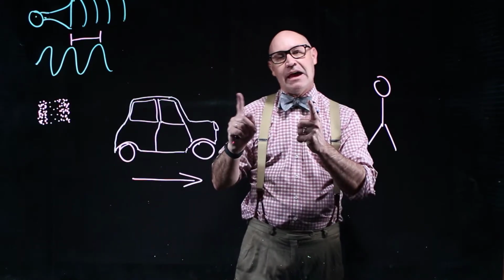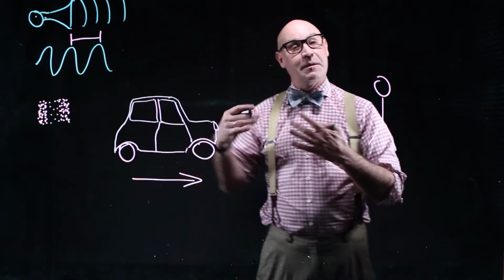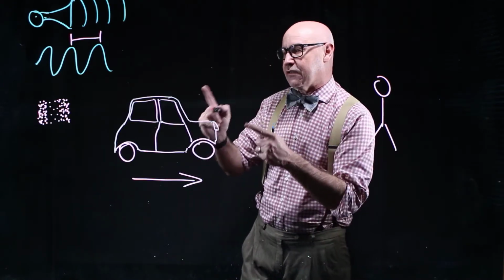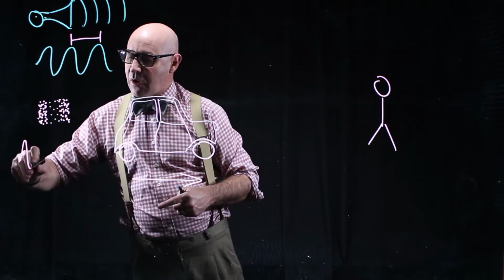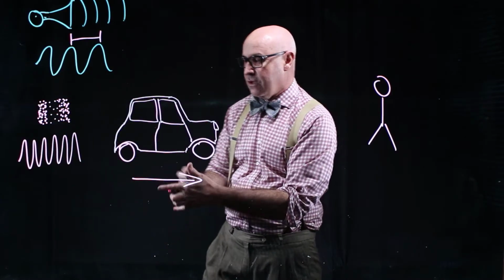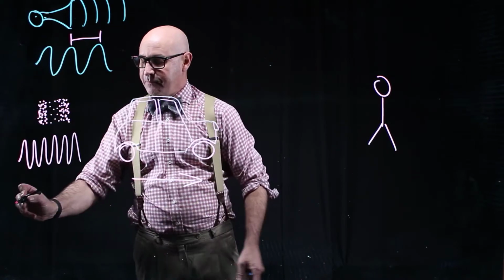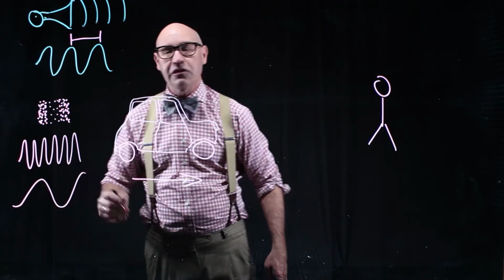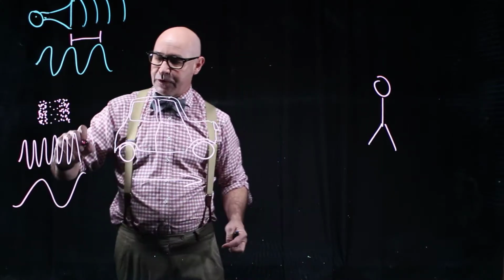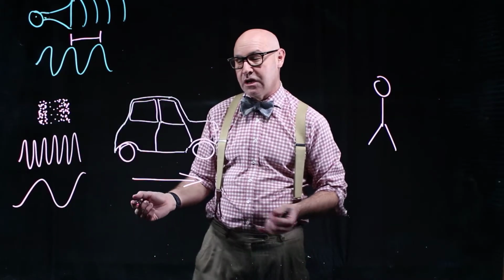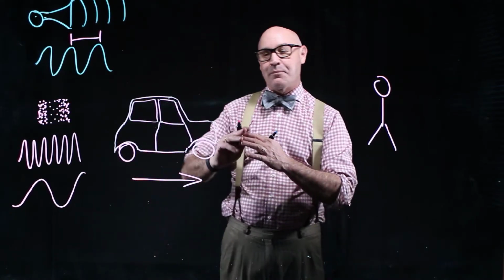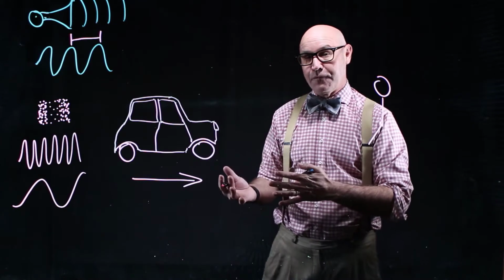When we're talking about sound, frequency is like pitch. High frequency sounds are high pitch. What does that mean? That means more waves per second. This is a high frequency wave, whereas this one here is a lower frequency wave. Less waves per second. High frequency is high pitch. Low frequency, low pitch. So let's have a look at what happens with sound from a moving source.